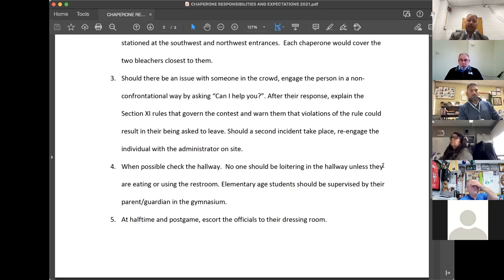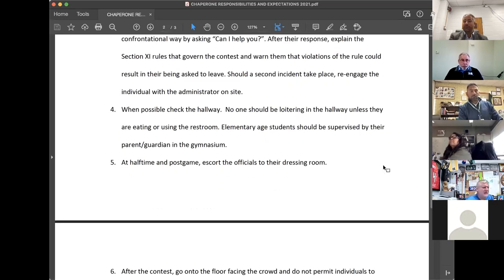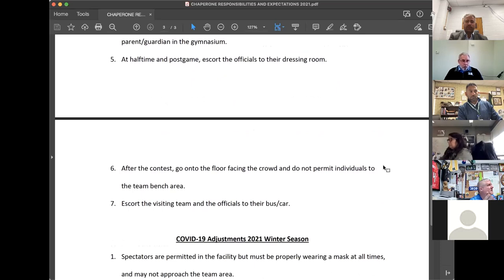Halftime and post game, we make sure we escort those officials to their dressing room. We don't want anyone getting confrontational with them. So we make sure we escort them so there's no issues. After a contest, you go onto the floor and you're not watching the teams. Well, they used to do the high fives. They're not doing that right now, although I did see it at field hockey state championships this weekend. I did see the high five line come back.